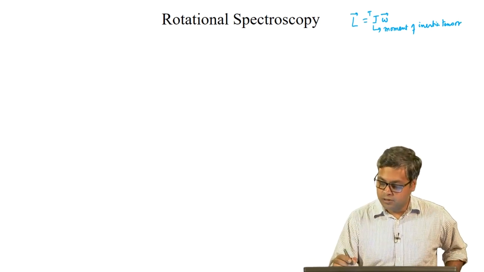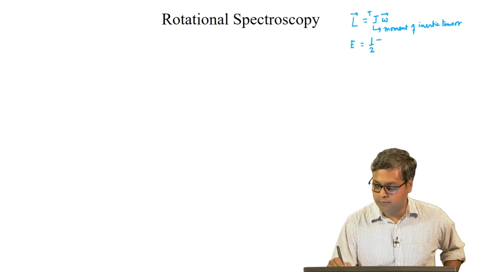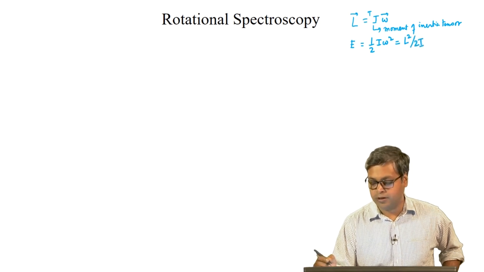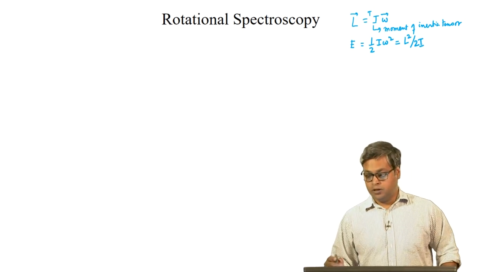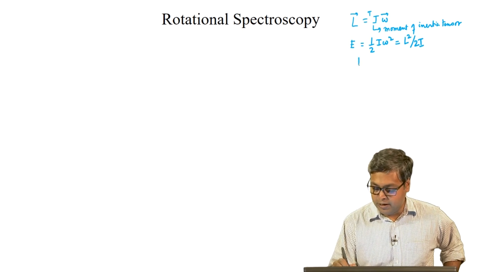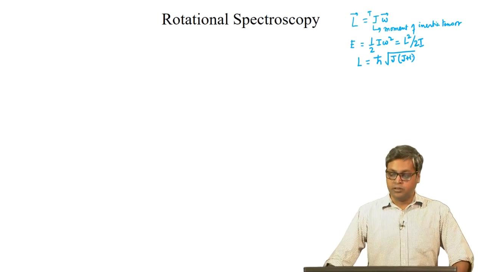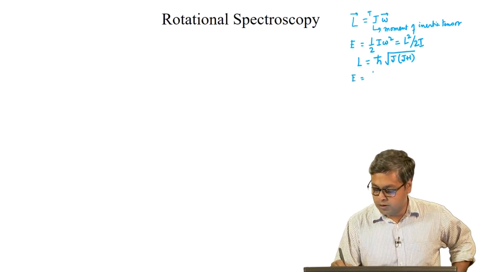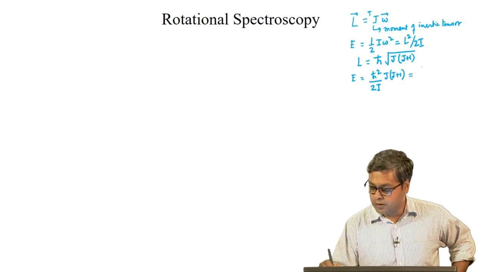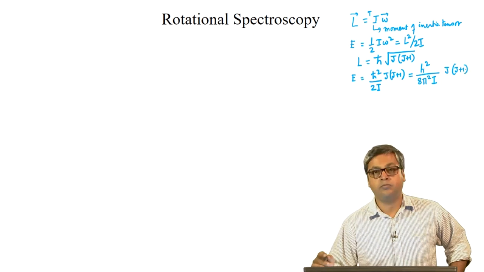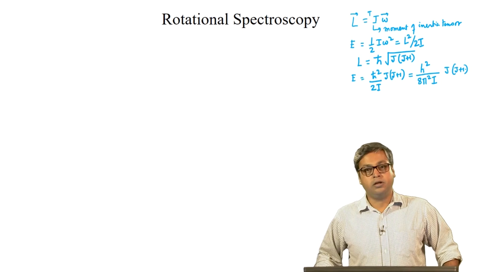Also, we saw that energy can be expressed as half I omega squared, or in terms of angular momentum as L squared by 2 I. So, we talked about the expression of energy, and we also mentioned that L is quantized and given by h cross root over j times j plus 1. So, the energy expression that we obtained for a diatomic rigid rotor is E equals h cross squared by 2 I j times j plus 1, that is h squared by 8 pi squared I j times j plus 1, where j is the rotational quantum number.